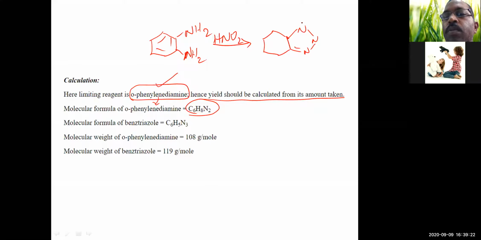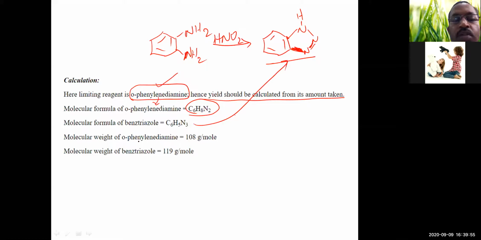So NH is the one. Here, for this question, this is one, and make this double here, and this is a single bond. So this is the structure of the benzotriazole. So the molecular weight of the benzotriazole is to be calculated. The molecular formula is C6H5N3.